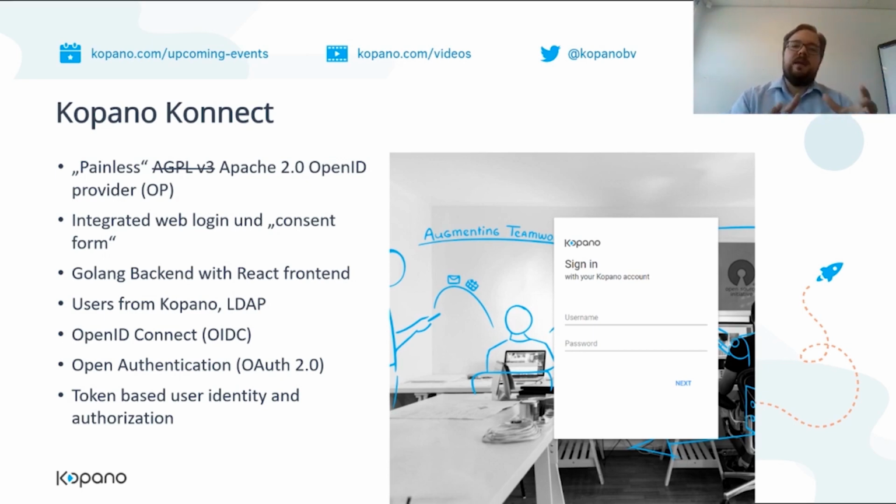Something that also comes in handy for the Univention use case is that in the default configuration, Kopano Konnect connects against the Kopano server backend. So whatever you have configured for your users inside of Kopano will be able to log in with Konnect. But if you're not running Kopano, you can also connect Kopano Konnect directly against an LDAP server to manage and retrieve your users from there.